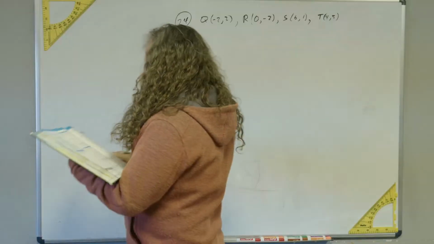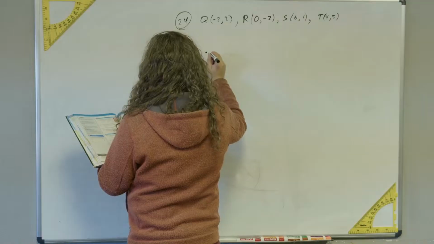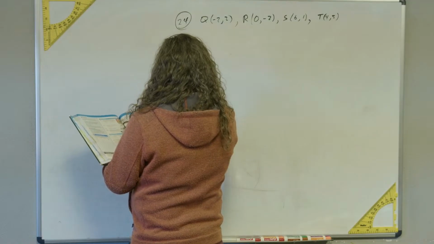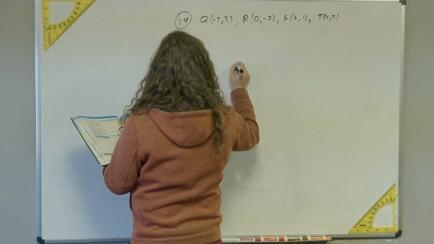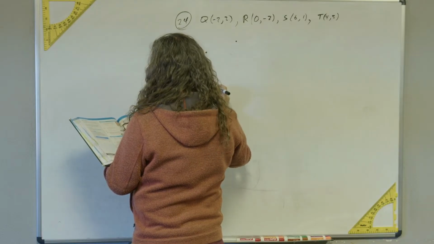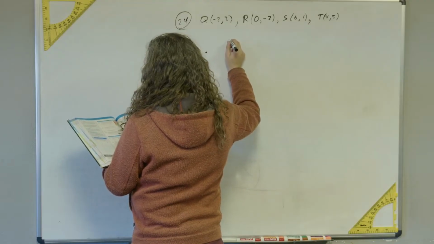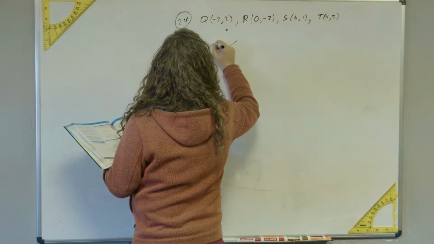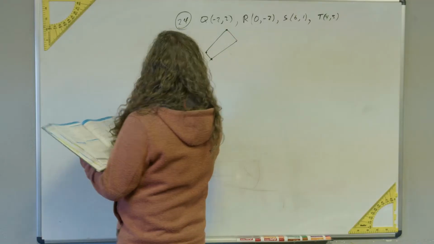So you can do a better job graphing it, but it's at -2, 2, and at 0, -2, and at 6, 1, and at 4, 5. Something like that. That's not it at all, but you get the idea. Right?